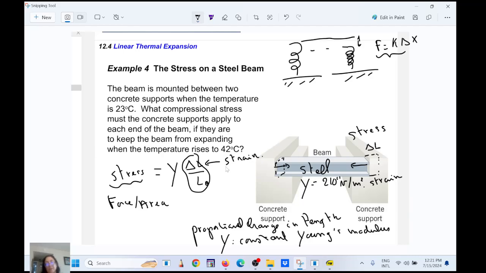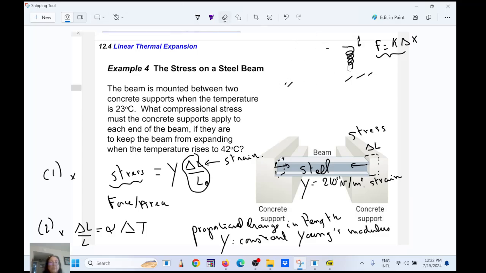It's the same thing, but written in a different way, so it's mostly used in engineering. Anyway, that will be the stress. And also we have the change in length over L, the proportional change in length, which equals alpha, the linear expansion coefficient, times delta T. So you have two equations here, right? You can plug that into there.